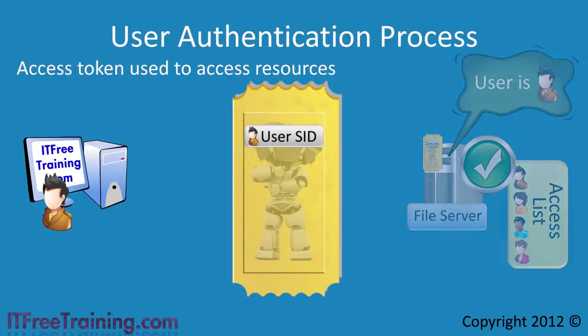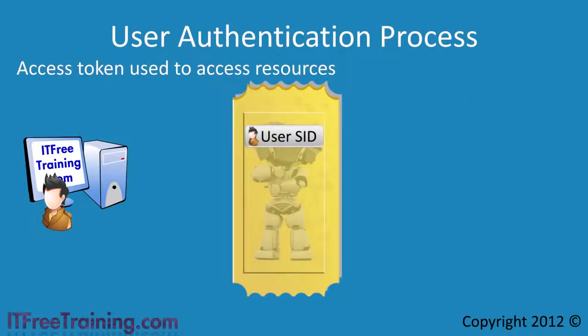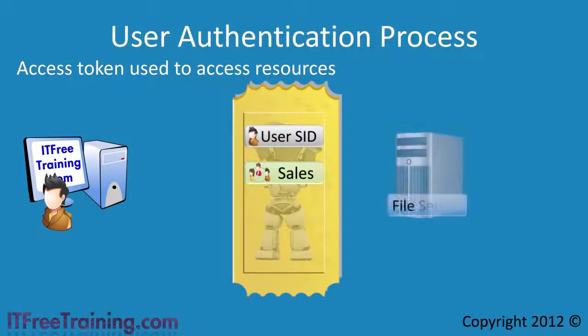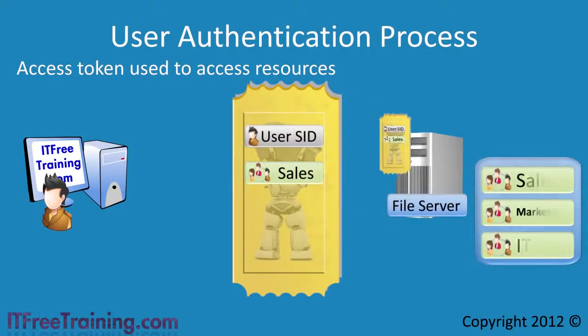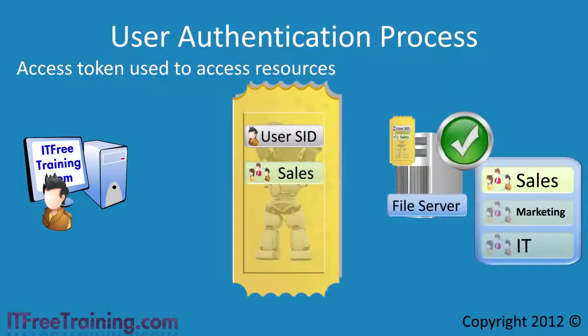If this user was a member of the sales group, for example, once again, as we have learned, the sales group has its own SID. It's a simple matter of adding the sales group SID to the user's token when it is created. Now, when the token is presented to another system, the other system checks its access list. In this case, the sales group is in the token and on the server's local access list, so the user will be given access.